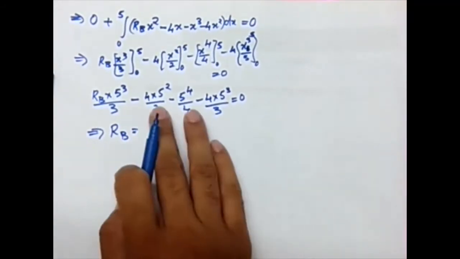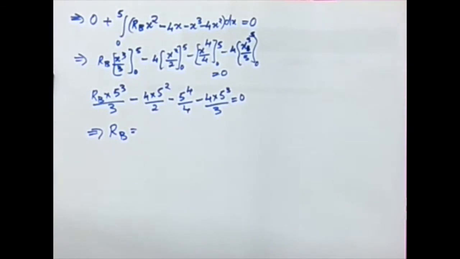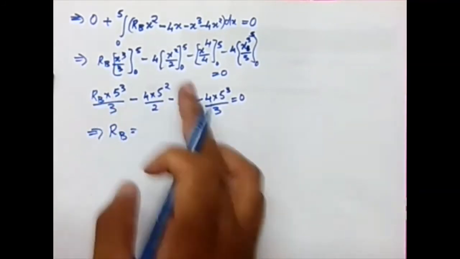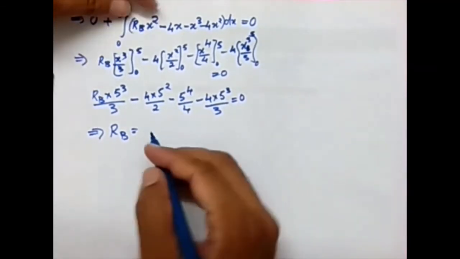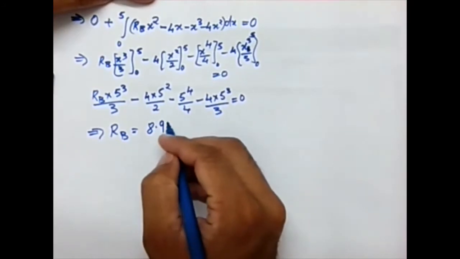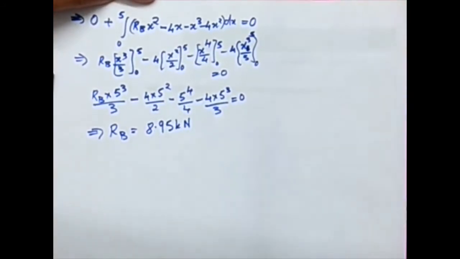Now we can solve this to get the value of RB. When you solve this, you can take all these negative terms to the right hand side. So it's basically 4 into 5 square by 2 plus 5 raised to 4 by 4 plus 4 times 5 cube divided by 3. I'm taking this to the right side, so multiplied by 3 divided by 5 cube. And I'm going to get the value as 8.95 kilonewton.